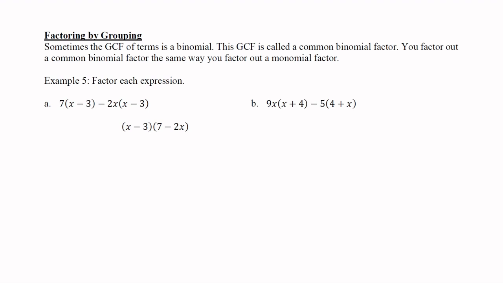In this one, you notice that we have an x plus 4, and the other term has a 4 plus x. But remember, it doesn't matter what order addition happens in, it's still going to be the same. 4 plus x is the same as x plus 4. So I'm going to rewrite that second binomial as x plus 4, and then we'll factor out the x plus 4, leaving behind the 9x minus 5.